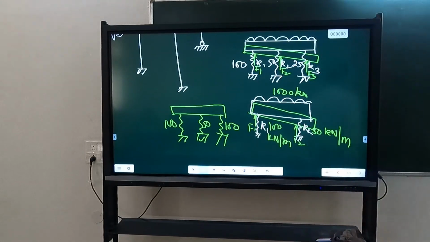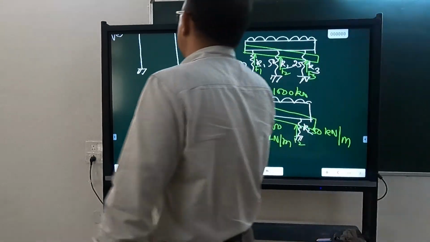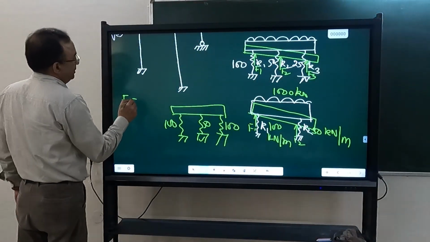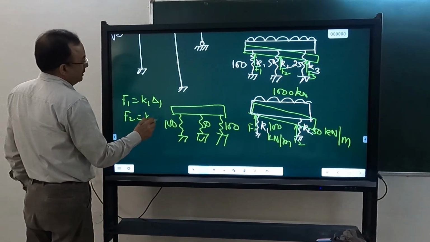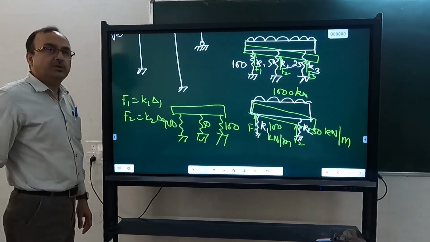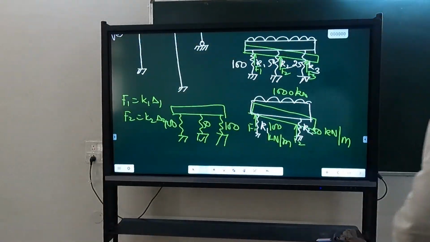Use equilibrium and compatibility, and constitutive law. What is the constitutive law? F1 is K1 into delta 1 and F2 is K2 into delta 2. These are the constitutive laws. So assume delta 1 and delta 2, calculate delta 1 and delta 2, and then you will get F1 and F2.